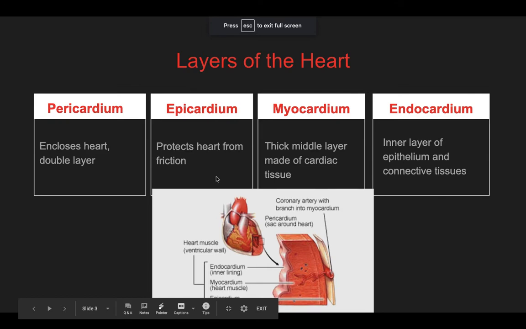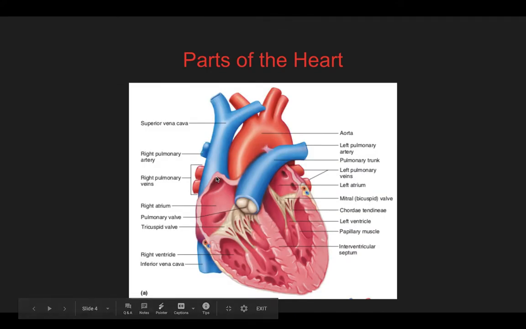So it's the layers of the heart. So for the parts of the heart, I'm just going to go down the list of the vocab and talk about each one. And then I have a couple of TikTok videos as well to show you guys.